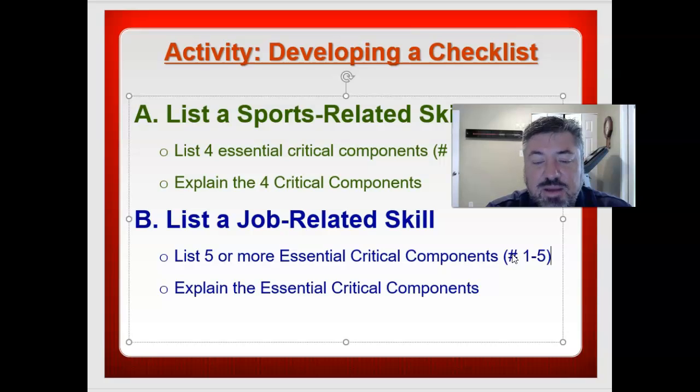If this is packing a bag for an away game as a college coach, this is going to be a checklist, and you'll probably have about 10 things. What's important for you to take? And you'll give that to your assistant coach or manager to make sure that they have everything ready. And then under those things, 1 through 5 or more, you'll explain what that critical component means.